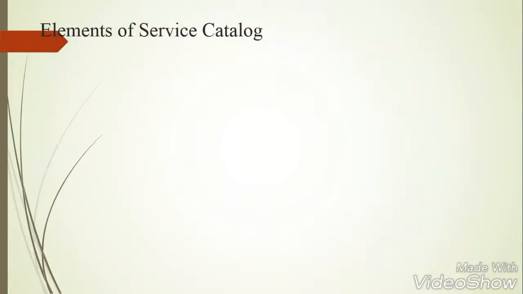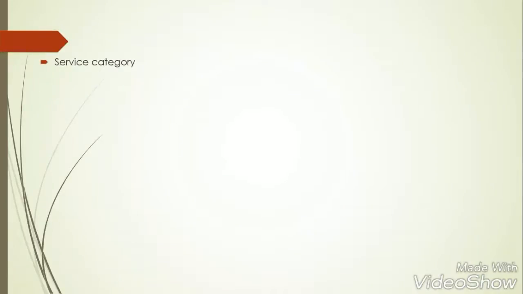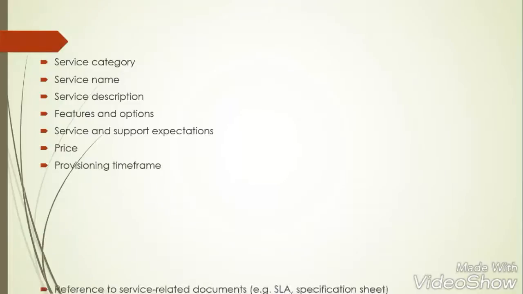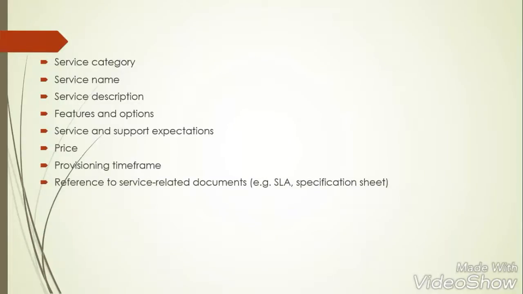Element of service catalog. Service category, service name, service description, features and options, service and support expectation, price, provisioning time frame, reference to service related document such as SLA, specification sheet.